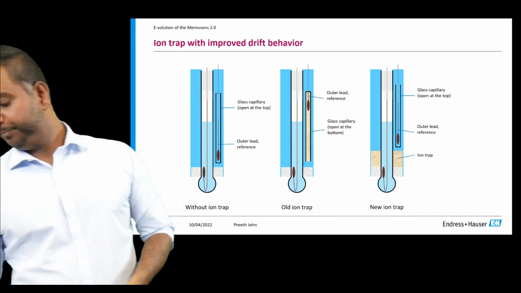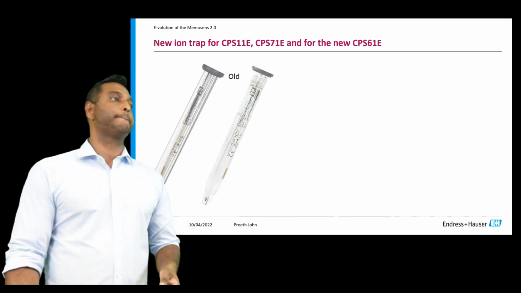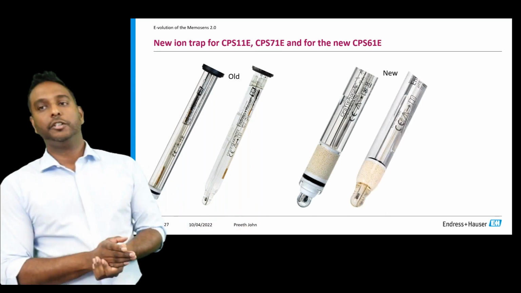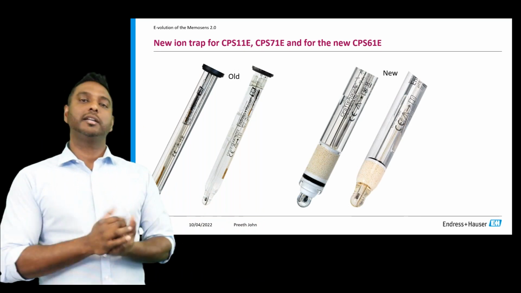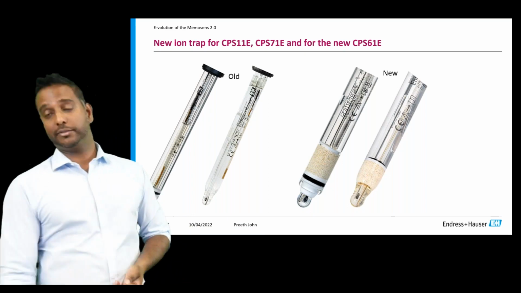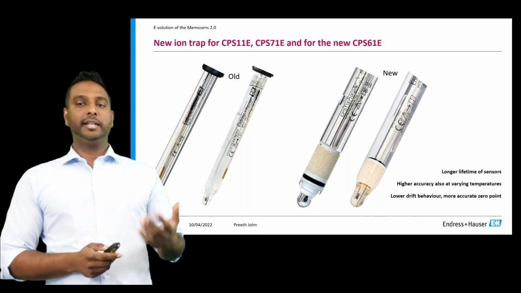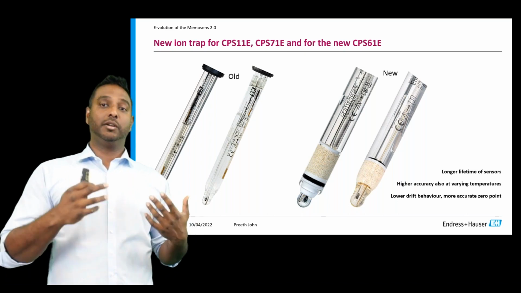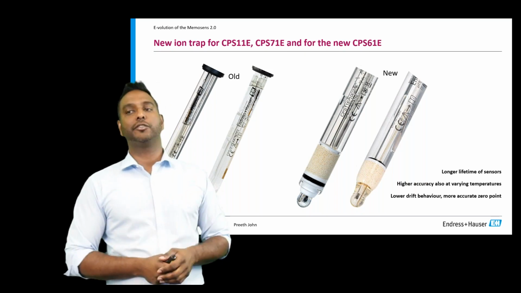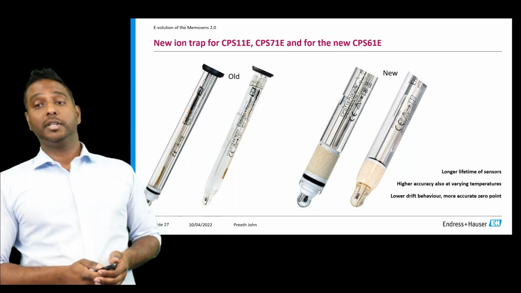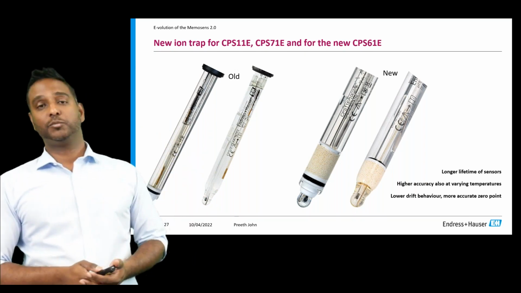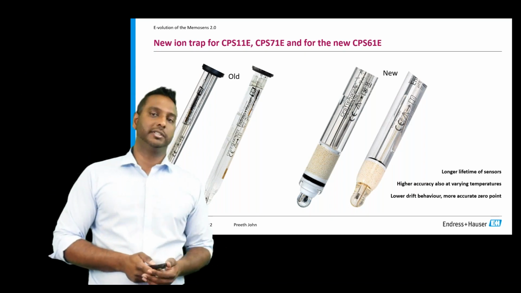So what does this mean? Having a look at the old and having a look at the new. With a new ion trap, it has a higher exchange capacity. So more ions can be blocked, longer lifetime of the sensor itself, okay? The inner lead reference and the reference lead is closer together. So same temperature behavior means that it's going to get higher accuracy at varying temperatures. Longer diffusion path means that lower concentration gradient equals higher accuracy. So that means the drift is going to be a lot lower, more accurate to 0 point.